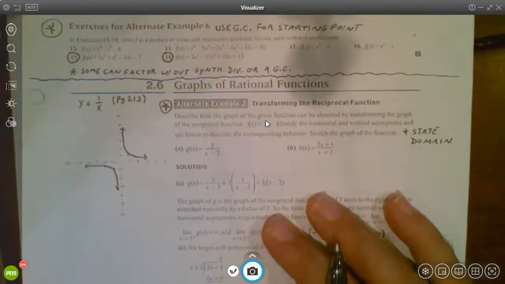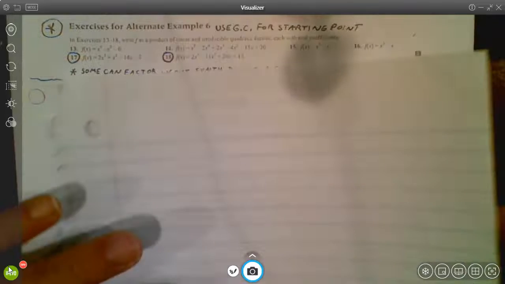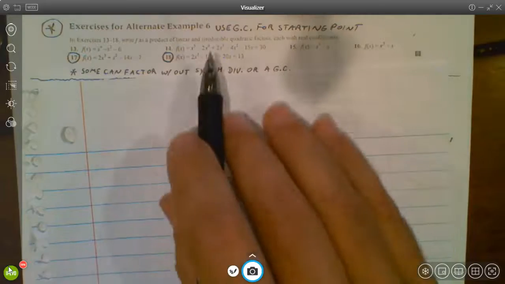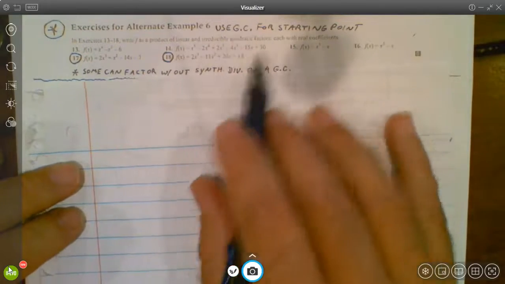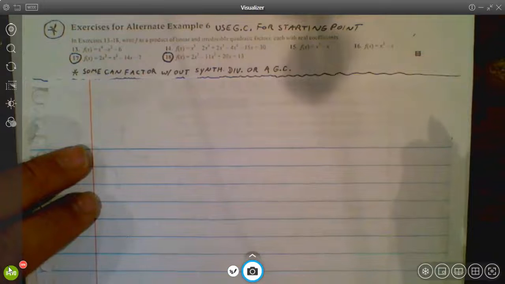So let me go through these last couple. If you need a little extra practice, then keep going with me. These are the last two things we're going to look at. And I can already tell I'm not going to have enough room here, so let me bring in another piece of paper and we'll go through this real quick. One thing I did mention is take a look, because some things, I wrote it right here, can factor without synthetic division or a calculator.